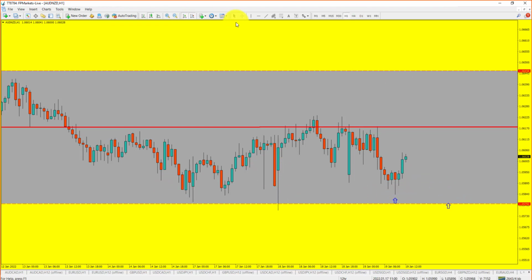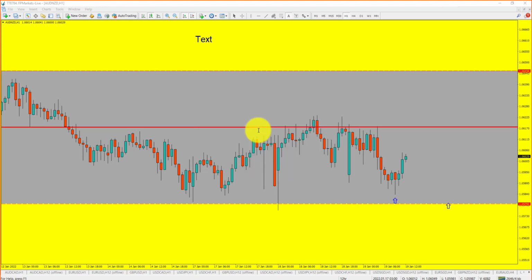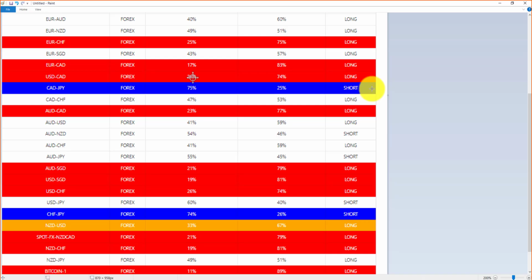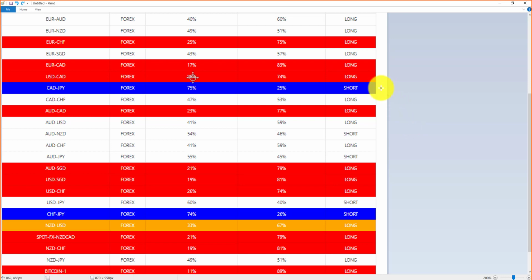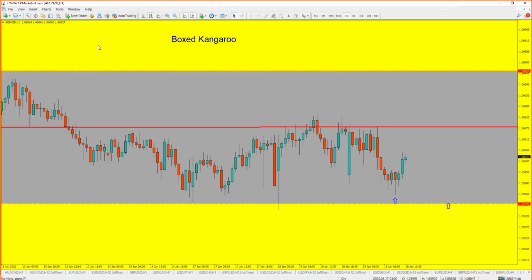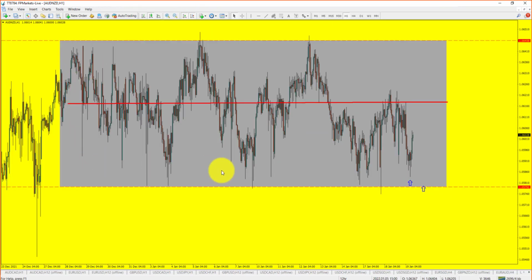So that is the first type of market, which is basically called a boxed kangaroo. So I'm looking for a kangaroo tail at the edge of a box, and I want to see my open position ratio numbers, which you talked about. I want those neutral, which is exactly what we have here, right? The Aussie Kiwi numbers are in fact neutral. 54% short, 46% long. That is by definition a very neutral market. So that's exactly what I'd be looking for. And now that I can draw a box around this 1 hour chart, I can say, yep, this is a very obvious range bound market.